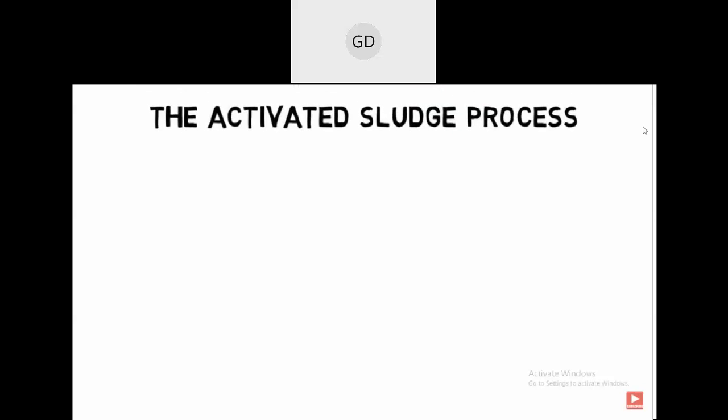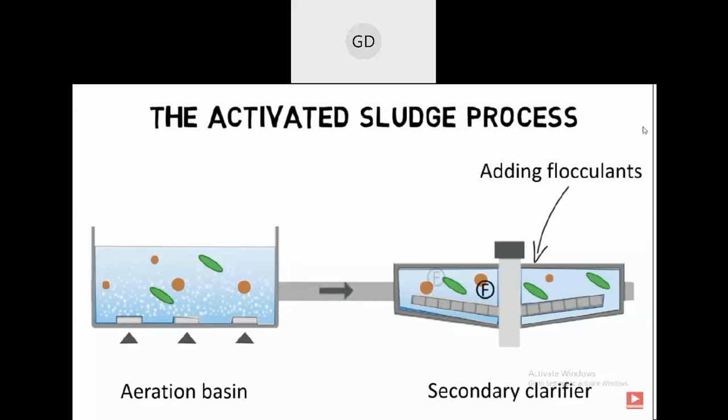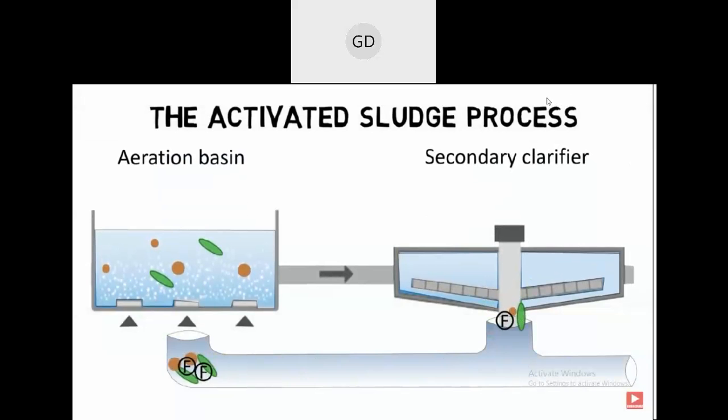To keep a good balance between the number of microorganisms, organic waste, and oxygen, some microorganisms are settled down in the secondary clarifier. Adding flocculants will cause microorganisms to clump together with particles and settle down as activated sludge. Some of the activated sludge is then recycled back to the aeration basin, whereas the rest is removed as waste sludge, thickened, and then, for example, used as fertilizers.